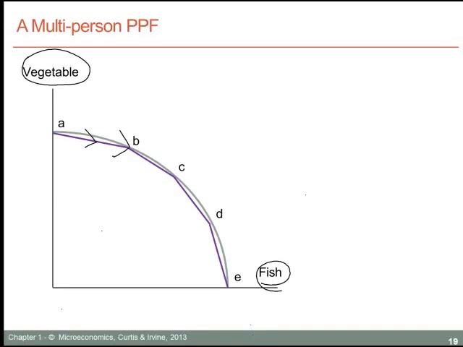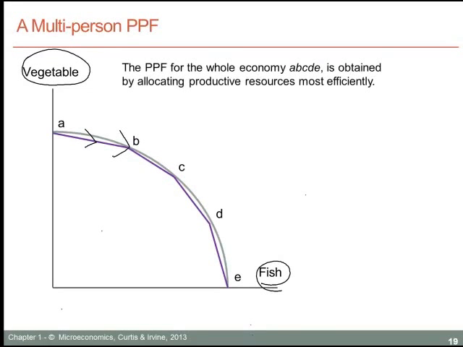Frequently, rather than drawing a production possibility frontier for the economy with a whole series of individual linear segments, we just draw a smooth, curved shape to represent those economy-wide production possibilities. So, to summarize to this point, the production possibility frontier for the whole economy is obtained by allocating productive resources most efficiently. And this is important. When we start from the point A, we want to use the person who is most efficient in the production of fish. Then we use the person who is the second most productive, and so forth.